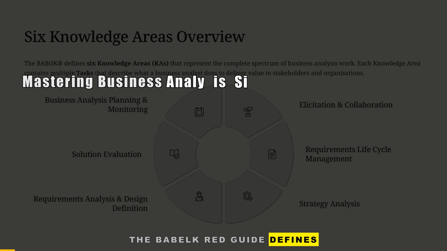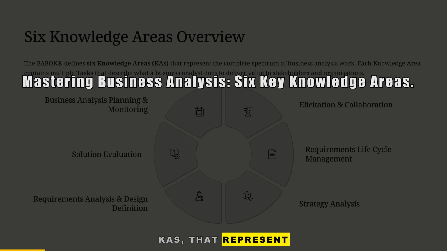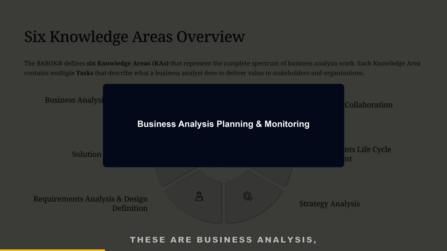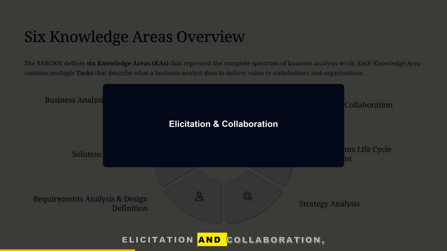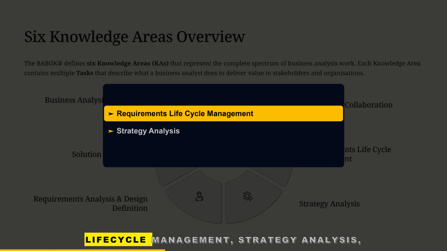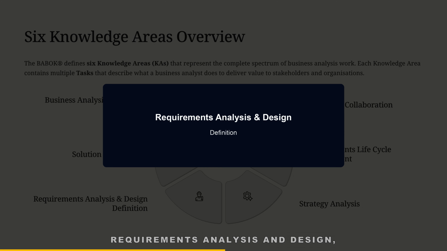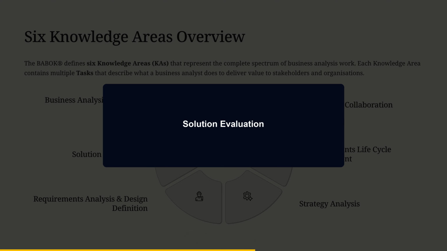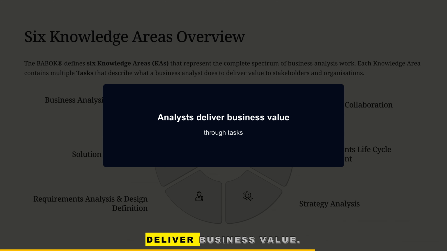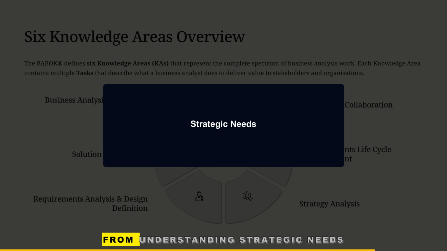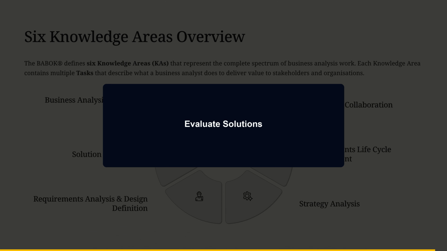The BABOK Guide defines 6 knowledge areas, KAs, that represent the entire spectrum of business analysis work. These are business analysis planning and monitoring, elicitation and collaboration, requirements life cycle management, strategy analysis, requirements analysis and design definition, and solution evaluation. Each knowledge area contains multiple tasks, describing what analysts do to deliver business value. Together, these KAs form a continuous process, from understanding strategic needs to evaluating how solutions perform in the real world.